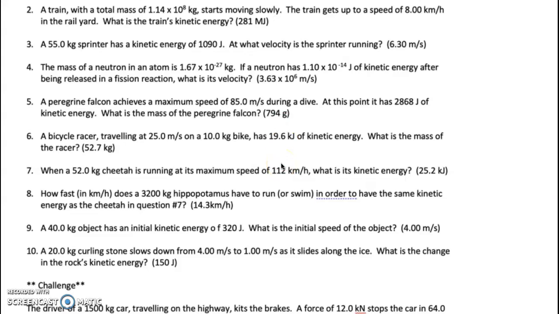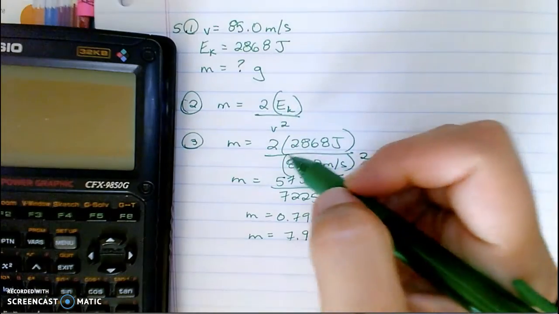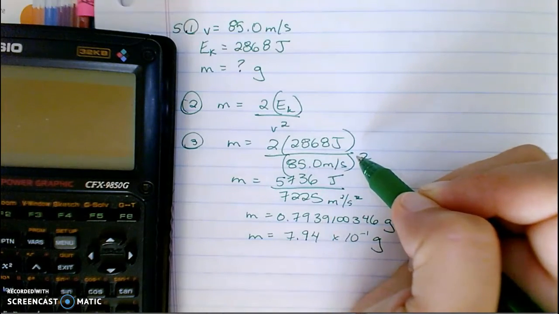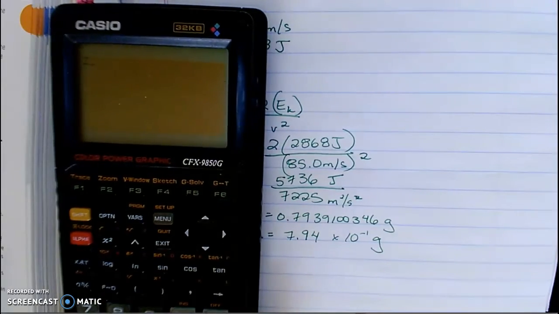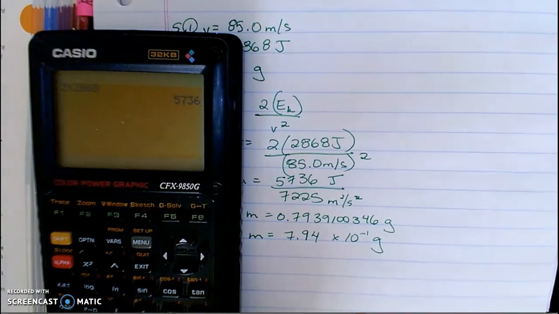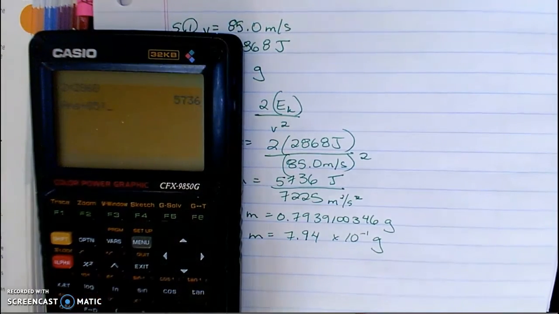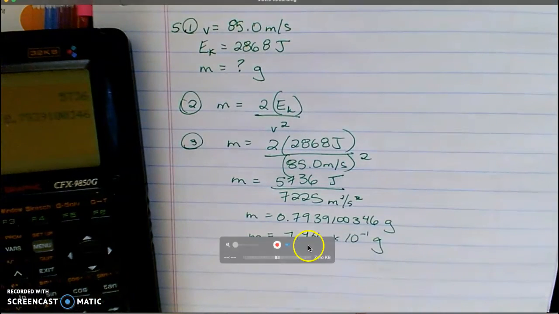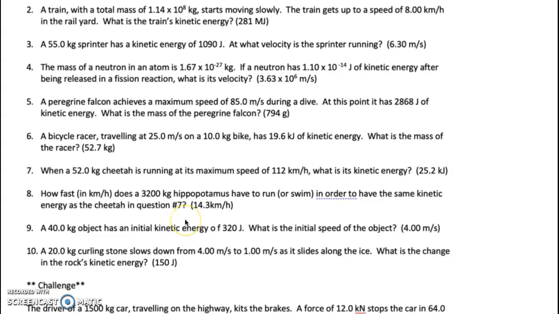I wonder what we did differently. Let's calculate that again. Okay, so we did 2 times kinetic energy. Speed was 85. Let's give it a go. Maybe the answer key's wrong. Okay, or if I'm wrong, let me know. See if you can figure it out for me. I will also keep looking at it.